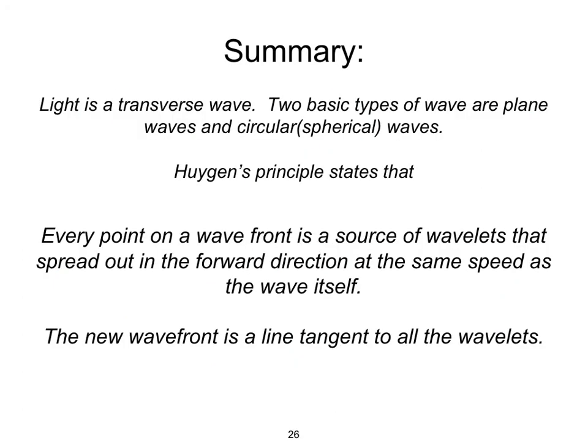In summary, light is a transverse wave. Two basic types of wave are plane waves and circular or spherical waves. Huygens' principle states that every point on a wavefront is a source of wavelets that spreads out in the forward direction at the same speed as the wave itself. The new wavefront is a line tangent to all the wavelets.